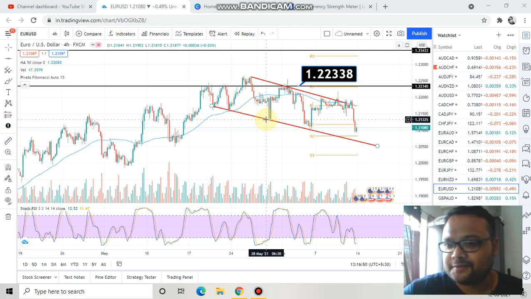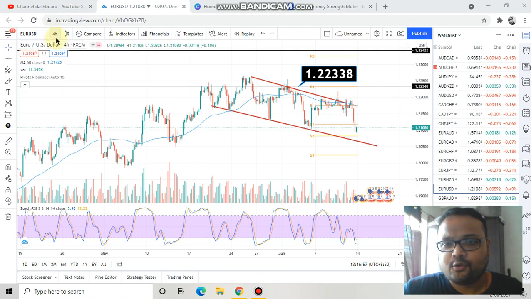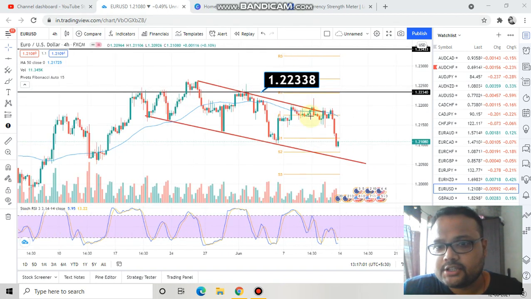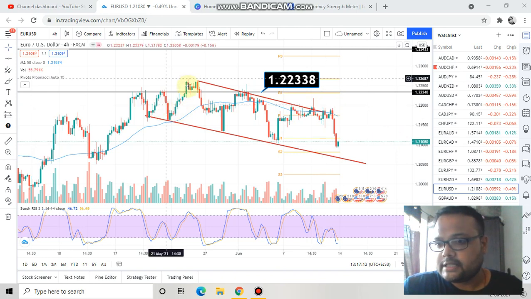So let's get started. This is the chart of Euro USD, and as you can see, I am on a 4 hours time frame, my favorite 4 hours time frame. As we all know, there was some sharp selling pressure in Friday's session, and you can also see it on the chart, these three big fat red candles. So first, let's do the analysis.